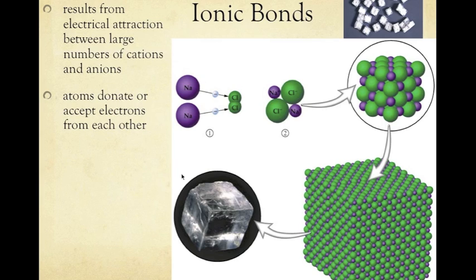Basically, what happens is that one atom donates electrons and the other accepts them. So usually we see the cations, which are positive, donate their electrons. The metals donate their electrons, and the anion accepts them. It takes that electron. And that's the basics of an ionic bond.